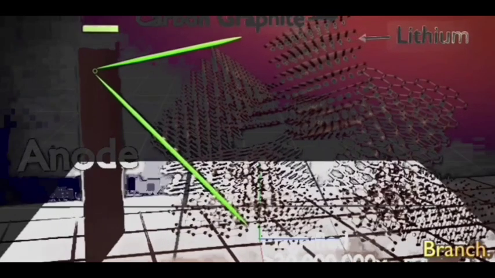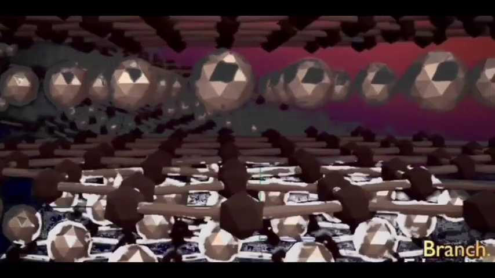Graphite has a nifty crystal structure of layered planes that allows the lithium to be wedged in between each of the layers. The technical term for this is intercalation. Graphite functions as a kind of stable storage space for lithium atoms.